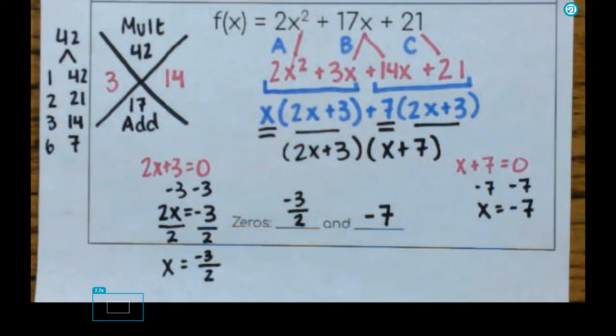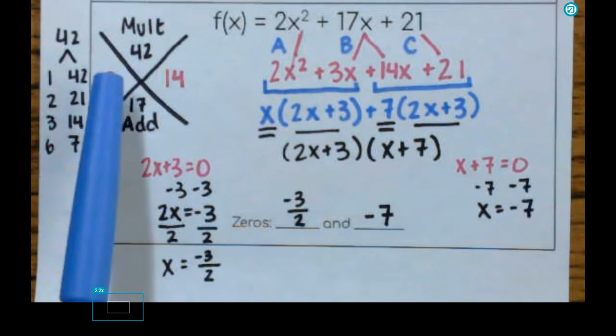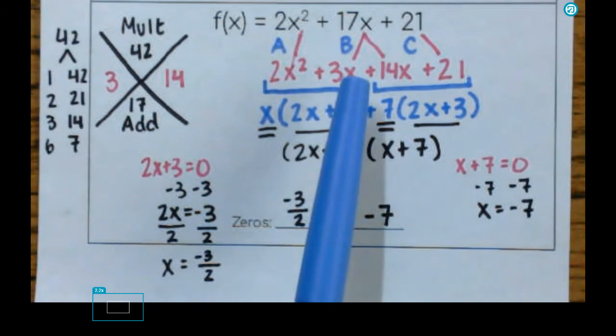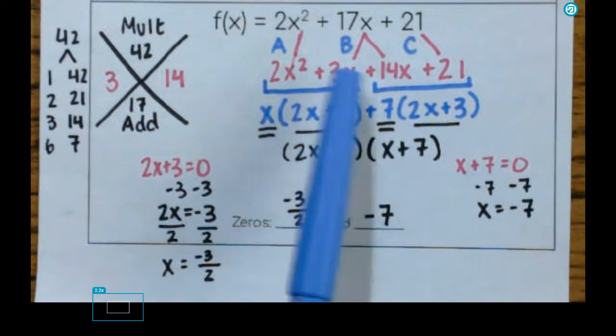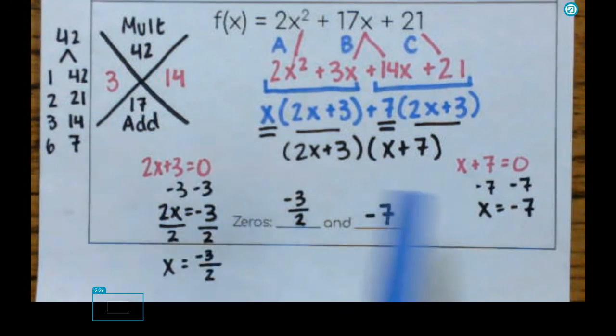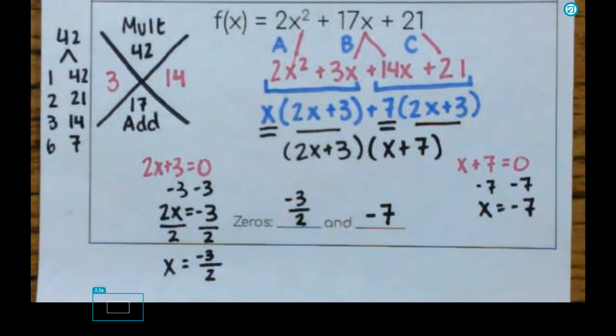Okay, so to review the steps, we pick the numbers in our x that multiply to 42 and add to 17. We use those numbers to split our middle term. We factor by grouping. And then we set each of our factors equal to 0 and solve. We are going to have a lot of time to work on this today. We just need you guys to be resilient and gritty and push through and keep putting forth effort.